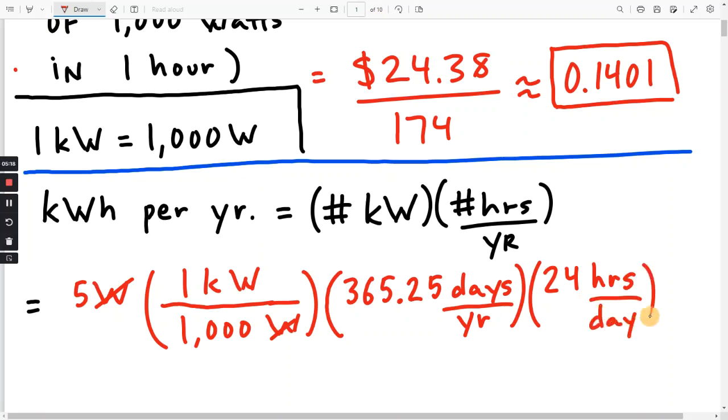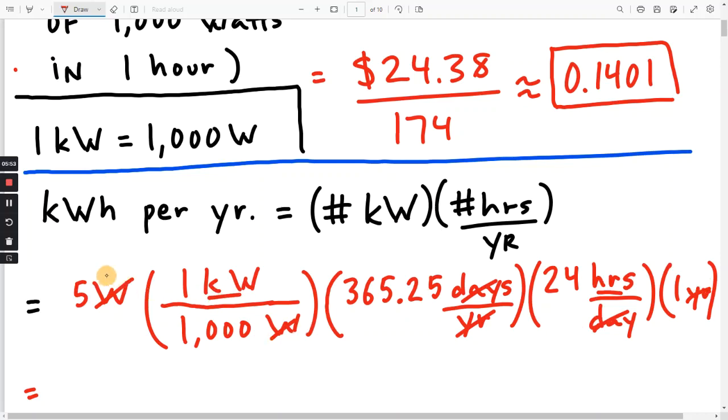When you use the word per, P-E-R, you can make it into a fraction. Hours per day, hours divided by days. Canceling units, days in the numerator and denominator cancels. And this is over a period of 1 year. Years in the numerator and denominator cancels. And we are left with kilowatts times hours. So that's what we want.